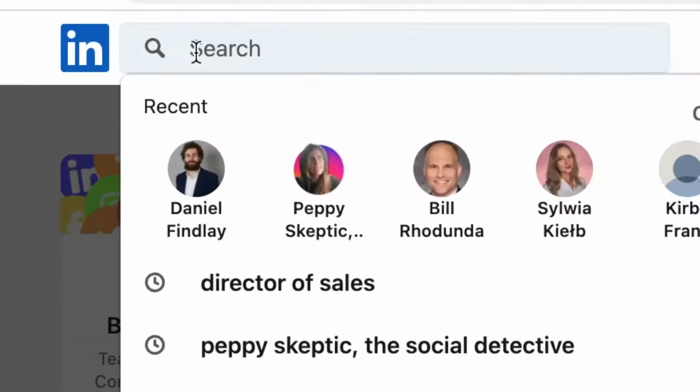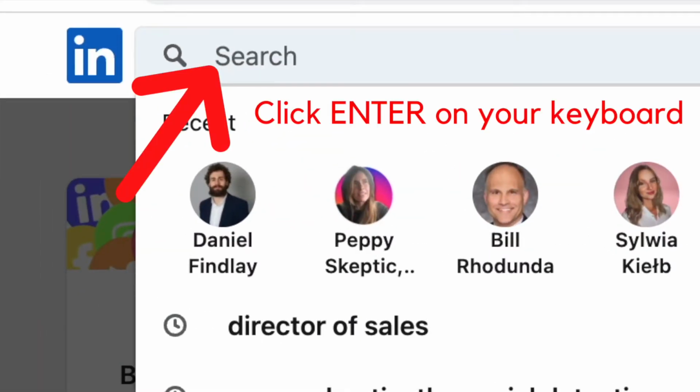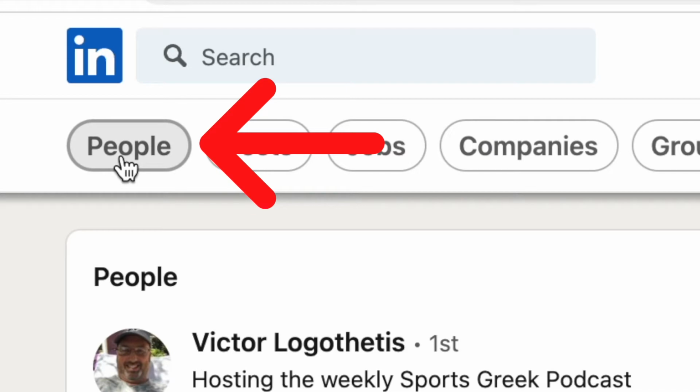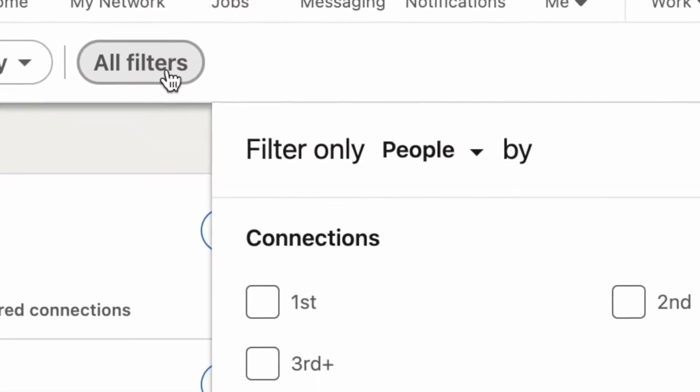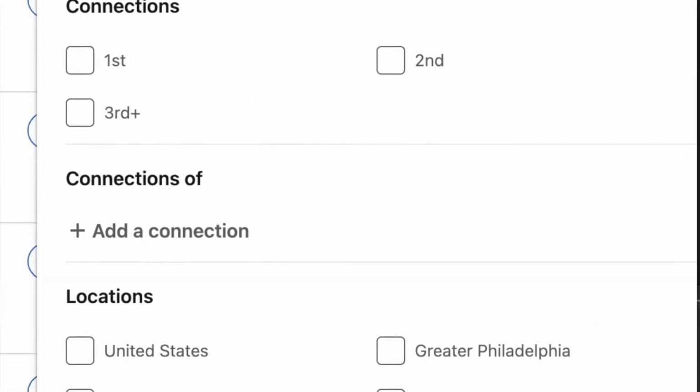So what I'm going to ask you to do instead is to go to the search bar and click in the field while it's still blank and hit enter. And now click on people, because we want human being results and not the results of companies and groups and jobs and posts and all that stuff. Then click on all filters. Even before we get to the Boolean part of this, which is amazing, we have filters we can work with.